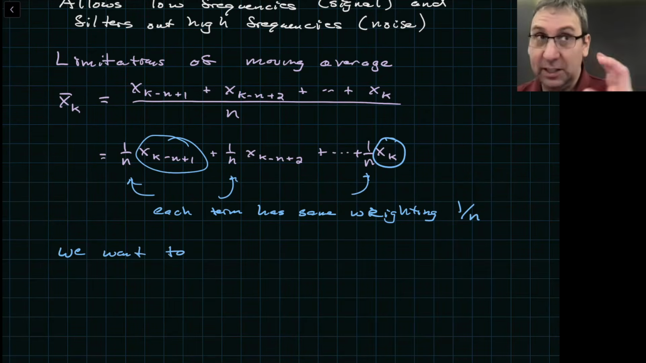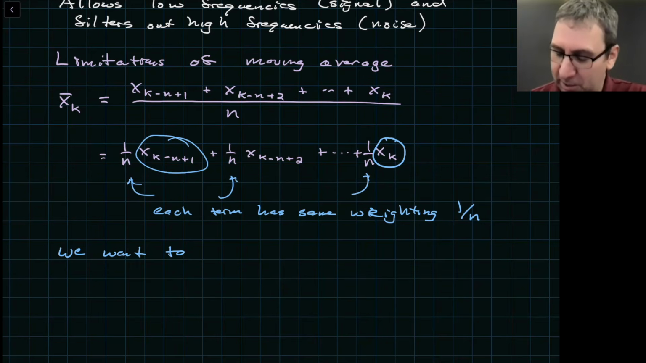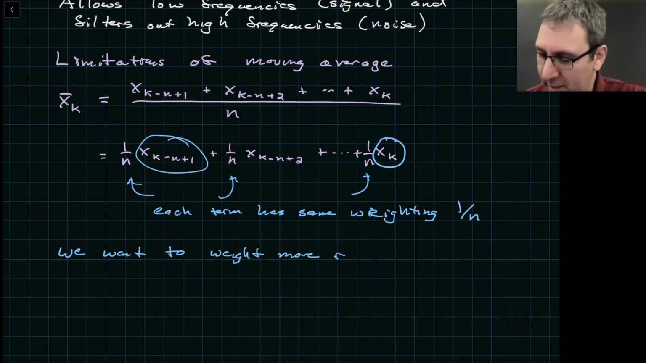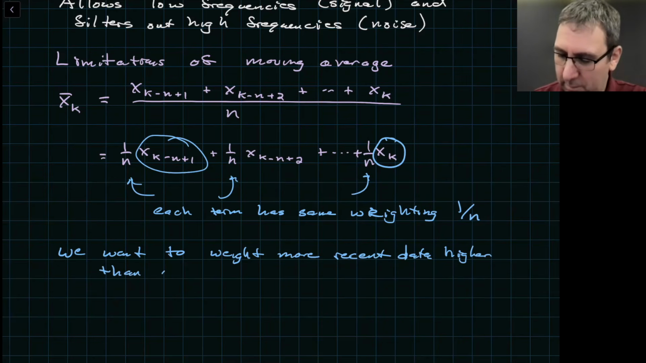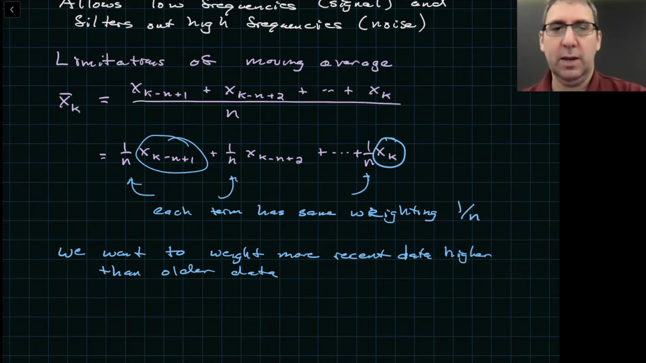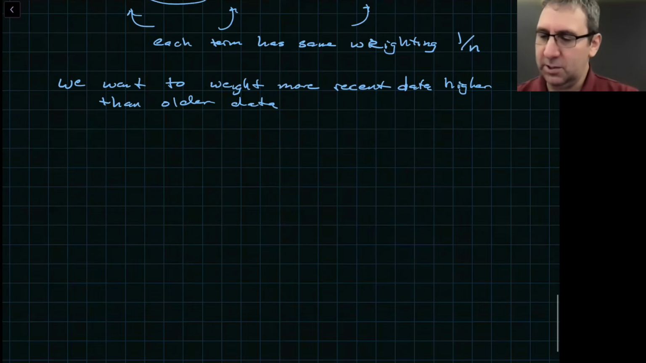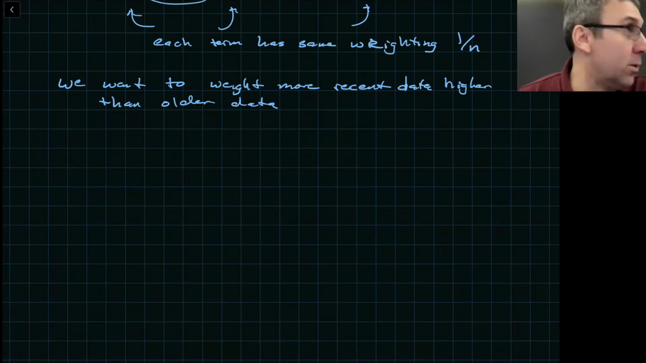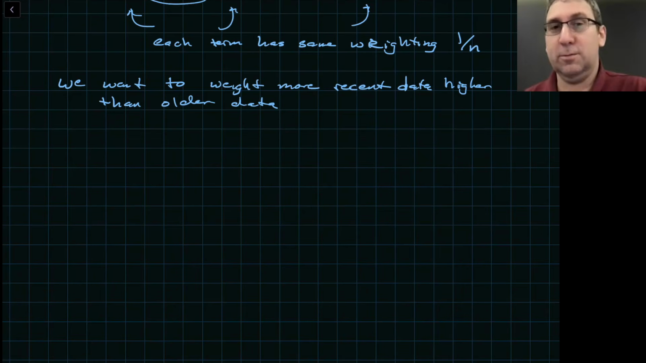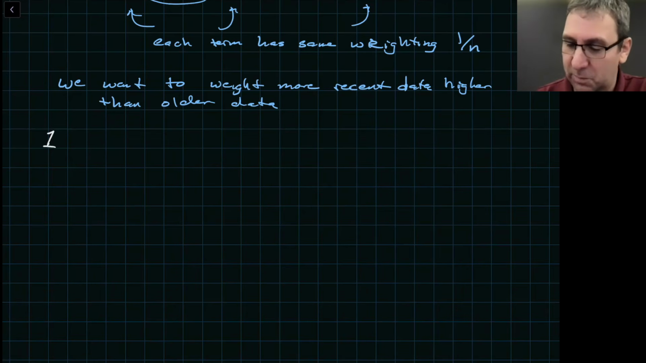In terms of something like a moving average, but we're calling it something else. We want to weight more recent data higher than older data. So the thing that addresses that is a low pass filter. If you take a course in signal processing, you'll probably hear a lot more about this. I'm just giving you the basics to get to the Kalman filter.